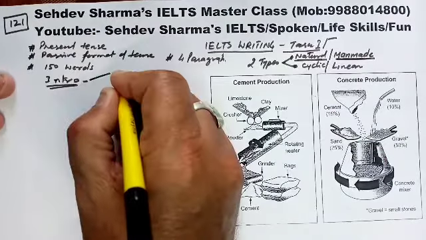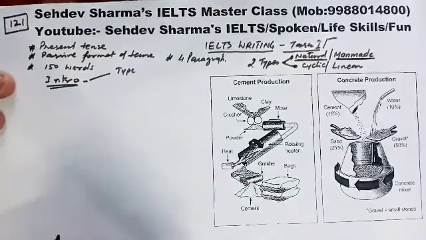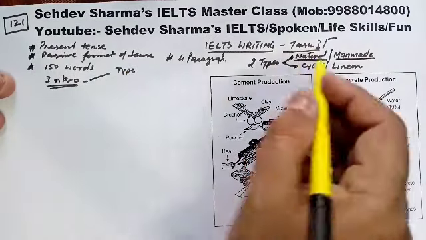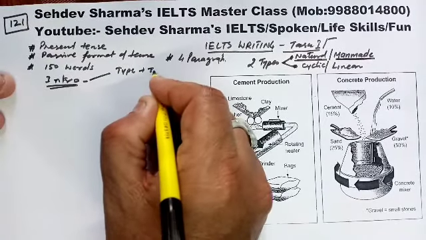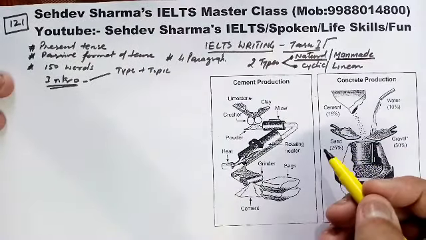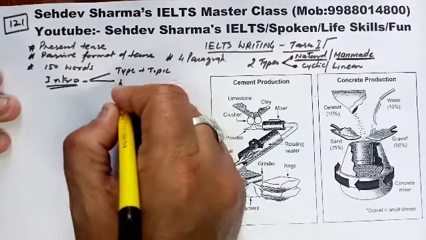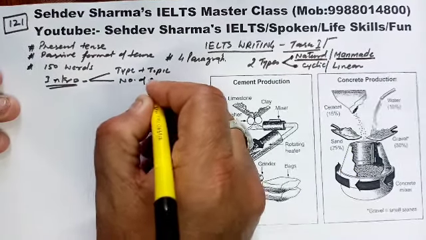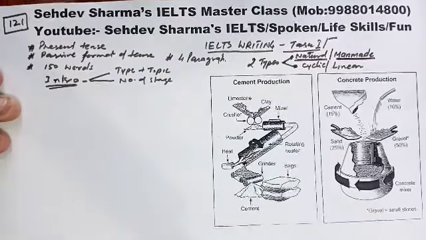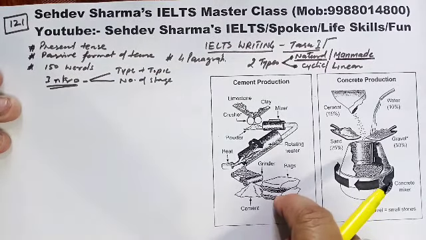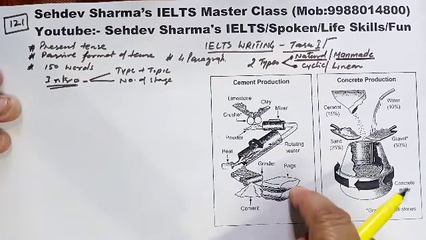In the introduction, first we will have to write only 1 or 2 lines. First is the type, right? Plus its topic, meaning the process of making cement or cake or whatever it is. The second line should be the number of stages. This is very, very important to write, right? So here we have to calculate the number of stages.